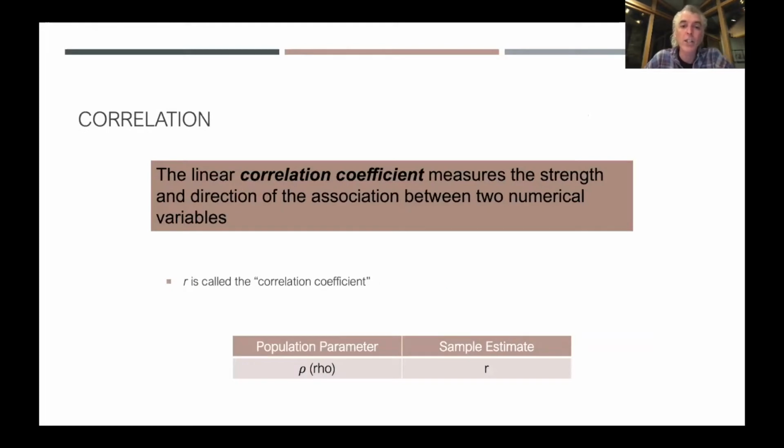The linear correlation coefficient then measures the strength of association between two numeric variables. And we use little r to refer to the correlation coefficient from our sample. Now, just like for means and variances and standard deviations, we differentiate between the population correlation and the sample correlation by using the Greek letter rho to represent our population parameter, and we use the Latin letter r to refer to the estimate of this population parameter that we take from our sample.